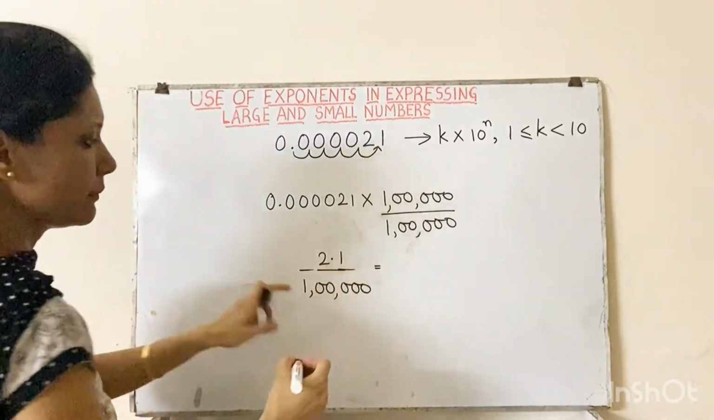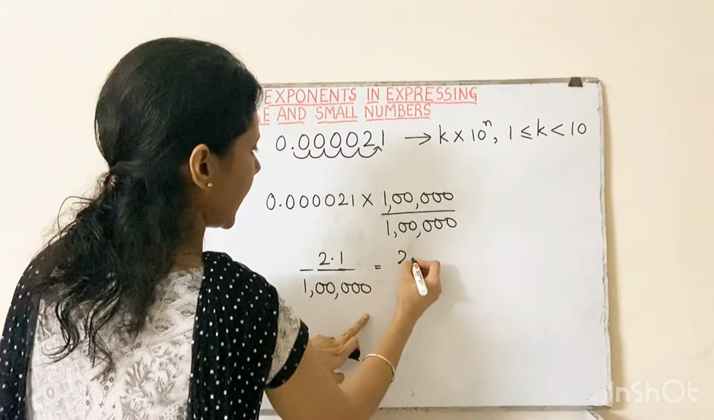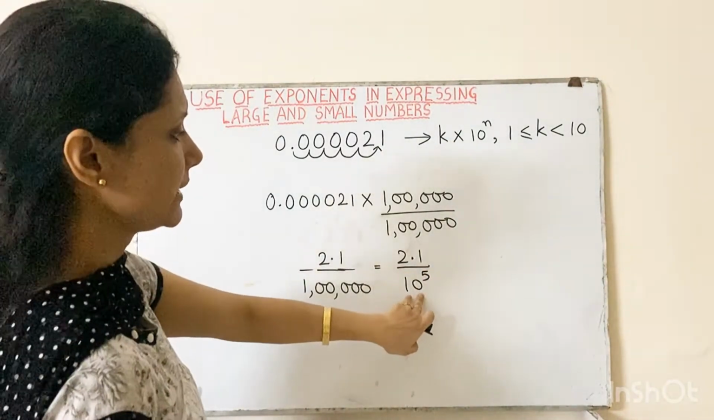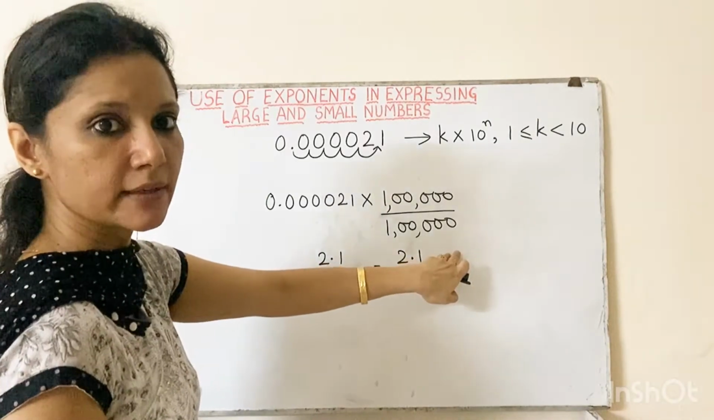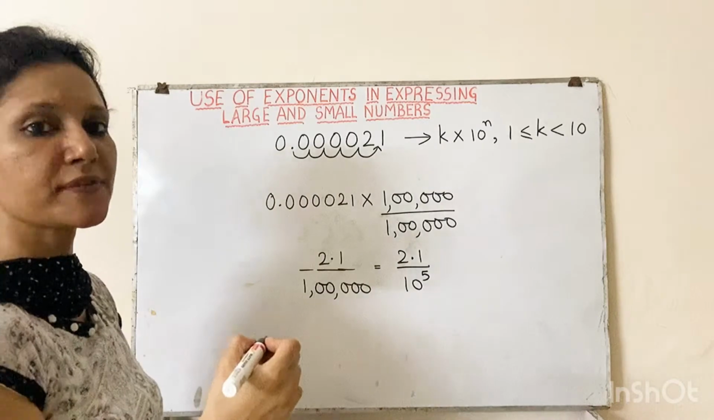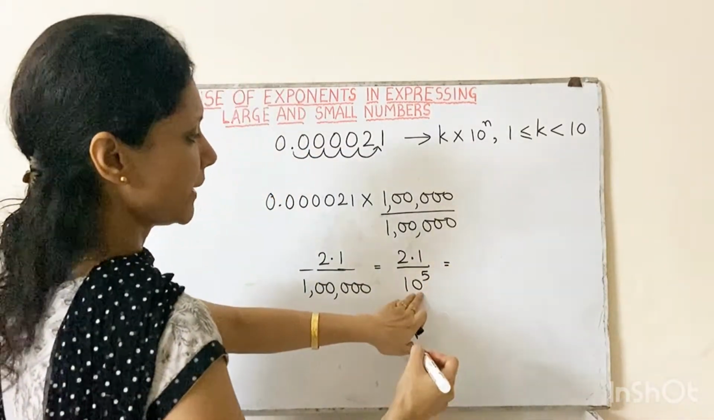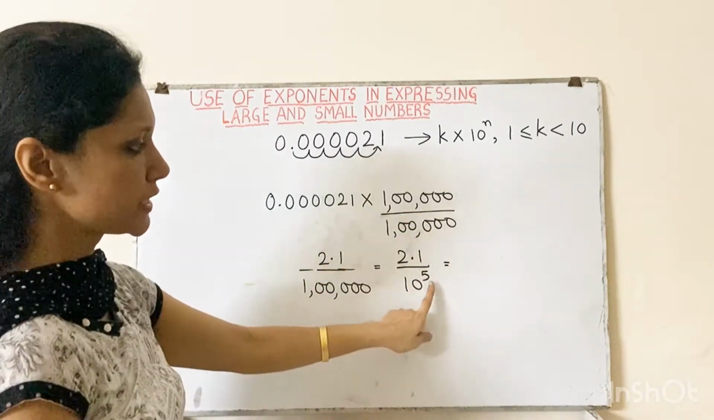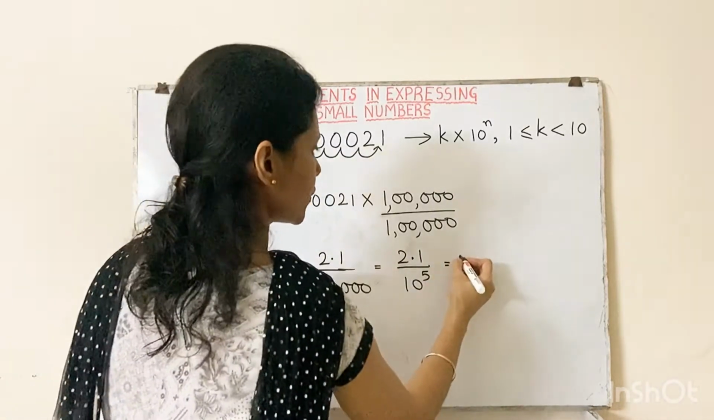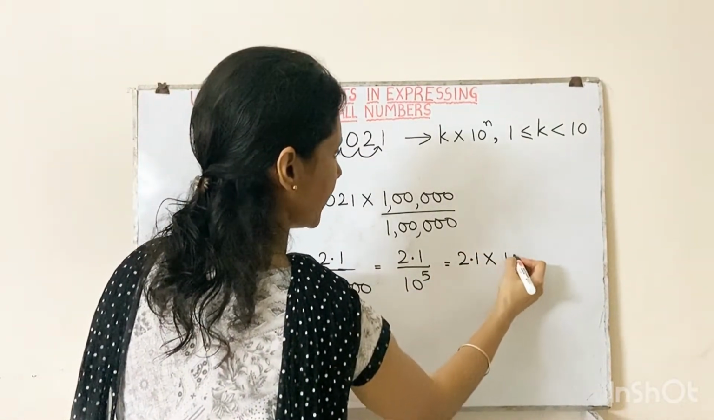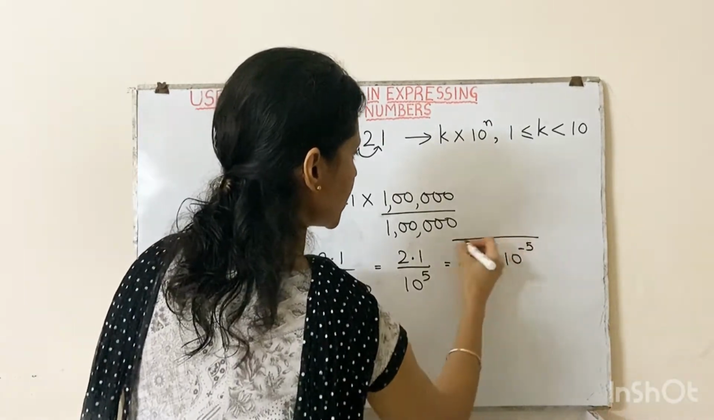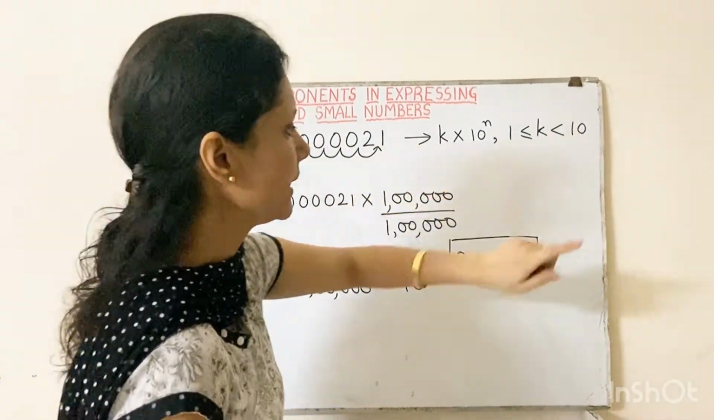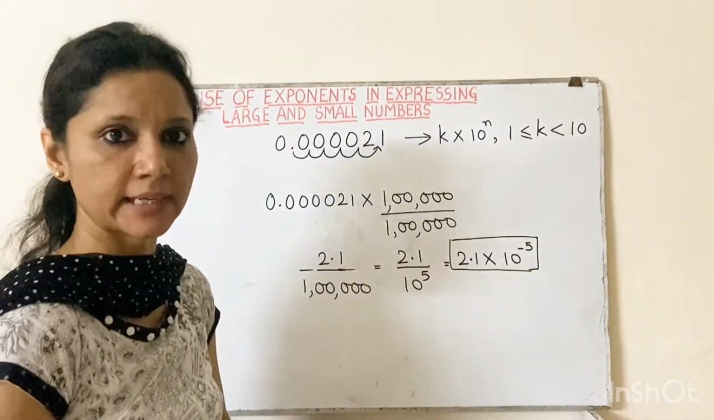Now this 1 lakh can be written in exponential form as 10 raised to the power 5. Now if I want to write this 10 raised to the power 5 in the numerator, according to the law that you have studied in exponents, if you are taking the number from the denominator to the numerator, the power would change. If the power is positive, it would become negative. So this is 2.1 multiplied by 10 raised to the power minus 5, which is my standard form. See, the k, that is 2.1, is between 1 and 10, and then 10 raised to the power n.